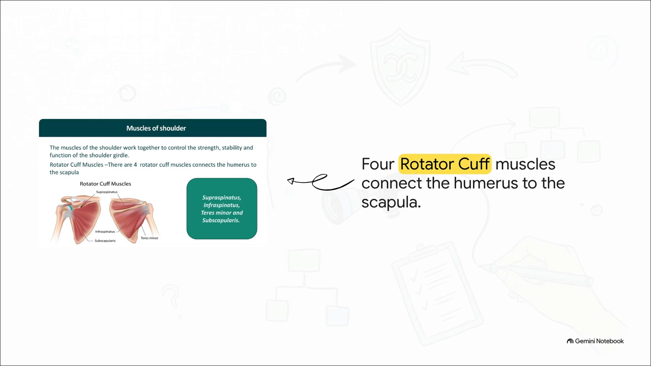And from a neurovascular standpoint, it's absolutely vital to know your nerve pathways here. The suprascapular nerve innervates the supraspinatus and infraspinatus, while the axillary nerve controls the deltoid and teres minor. These are prime anatomical anchors for your coding knowledge.